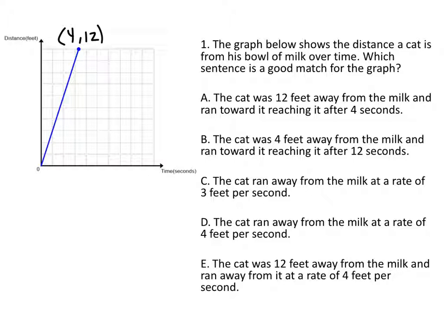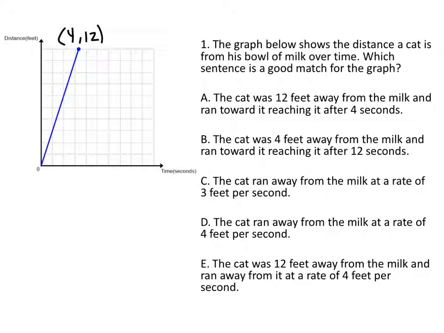Part A, the cat was 12 feet away from the milk and ran towards it, reaching it after 4 seconds. Part B, the cat was 4 feet away from the milk and ran toward it, reaching it after 12 seconds. Part C, the cat ran away from the milk at a rate of 3 feet per second. Part D, the cat ran away from the milk at a rate of 4 feet per second.